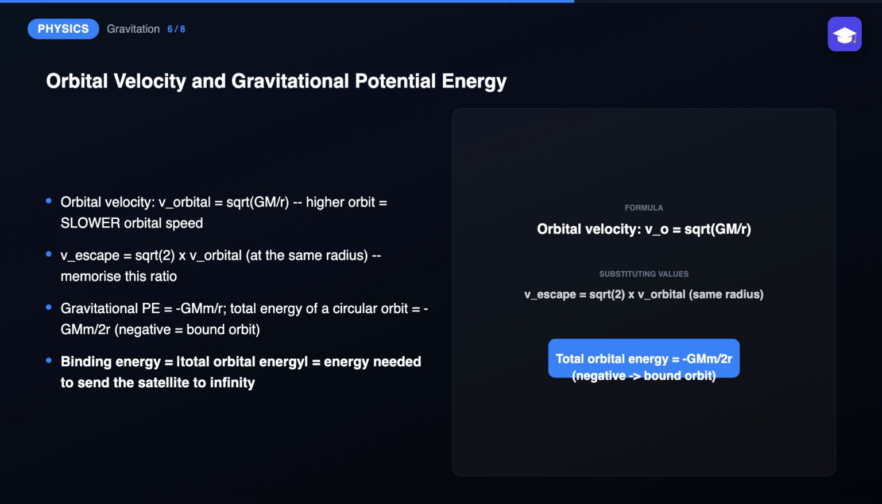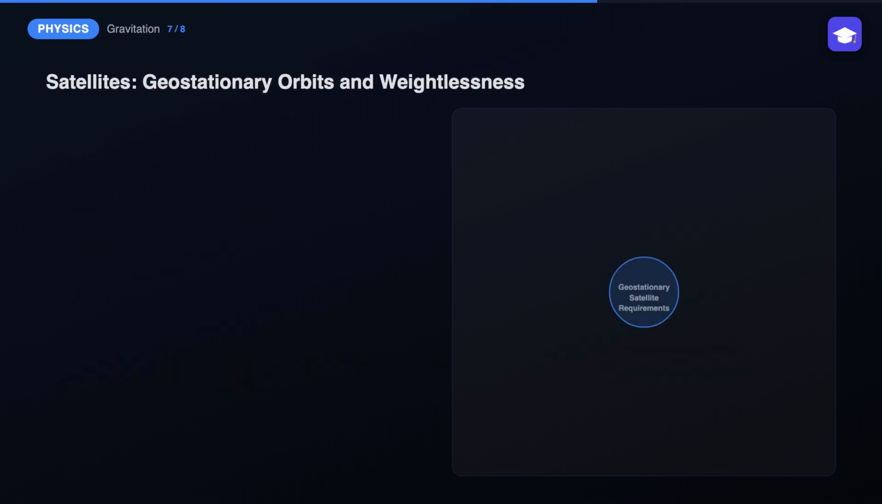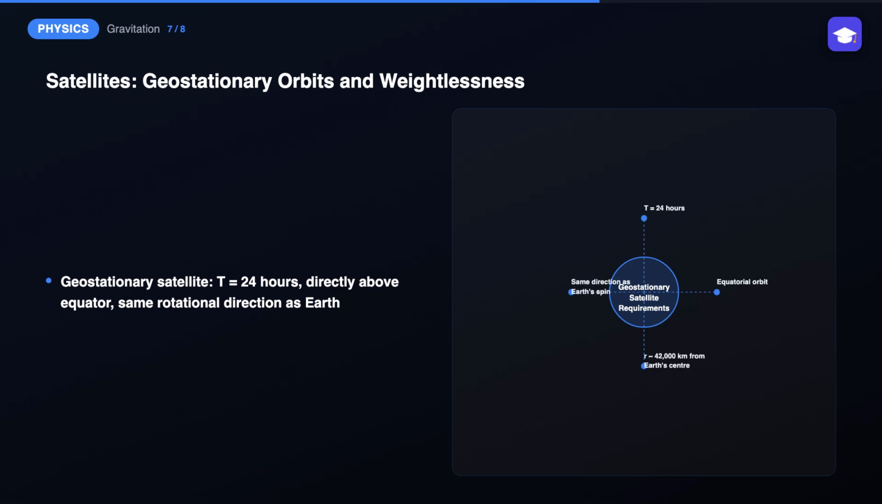The magnitude of this negative total orbital energy is called the binding energy of the satellite, precisely the minimum additional energy that must be externally supplied to that satellite to send it completely to infinity. And it conveniently, elegantly equals exactly half the magnitude of the satellite's own gravitational potential energy at that same orbital radius.